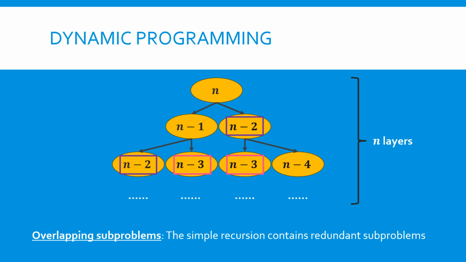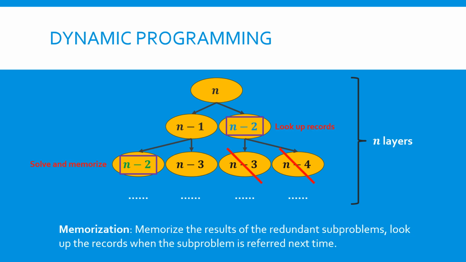Note that not all recursive algorithms have overlapping subproblems. For example, in the merge sort algorithm, we never sort the same set of numbers multiple times. Thus, every subproblem of merge sort is unique, and there are no overlapping subproblems. So, can we avoid unnecessary recomputation of these overlapping subproblems? Yes, the idea is to solve the subproblem when it is first encountered, and memorize the result for future use.